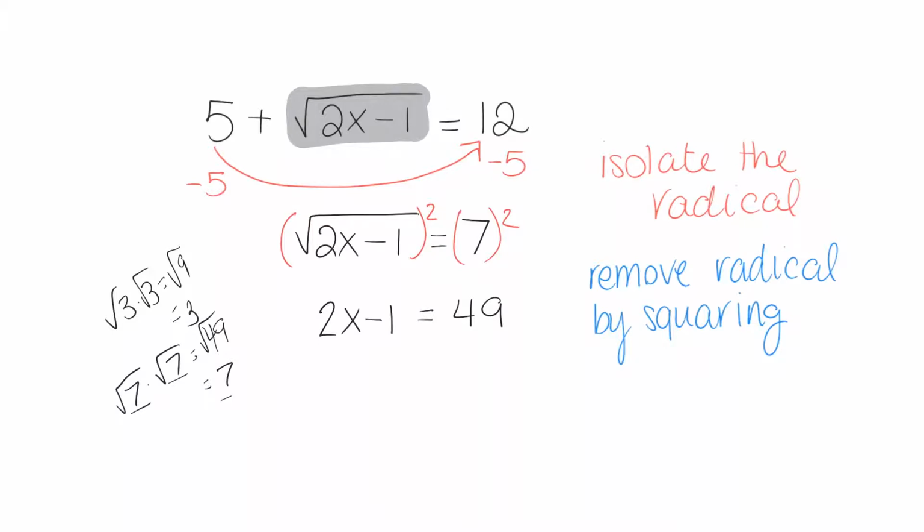Now I just have a nice, easy algebra problem. I'm going to move my 1, and I'm going to get 2x. I'm adding that 1, because it was subtracting, to 49, which is 50. Now I have 2 times x equals 50. Divide out my 2, and x equals 25.